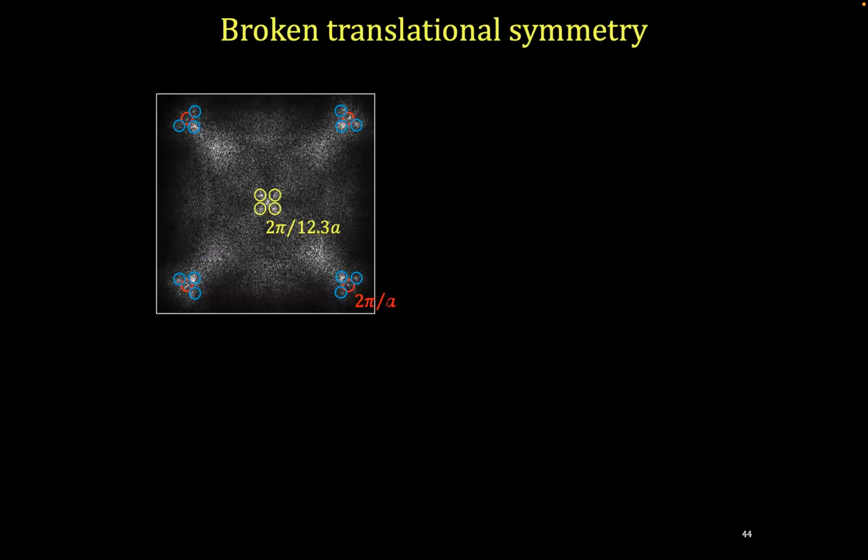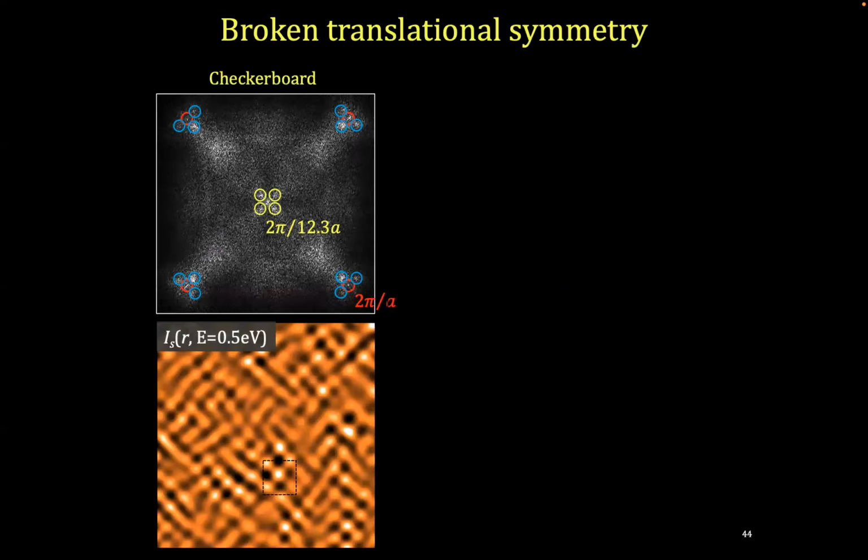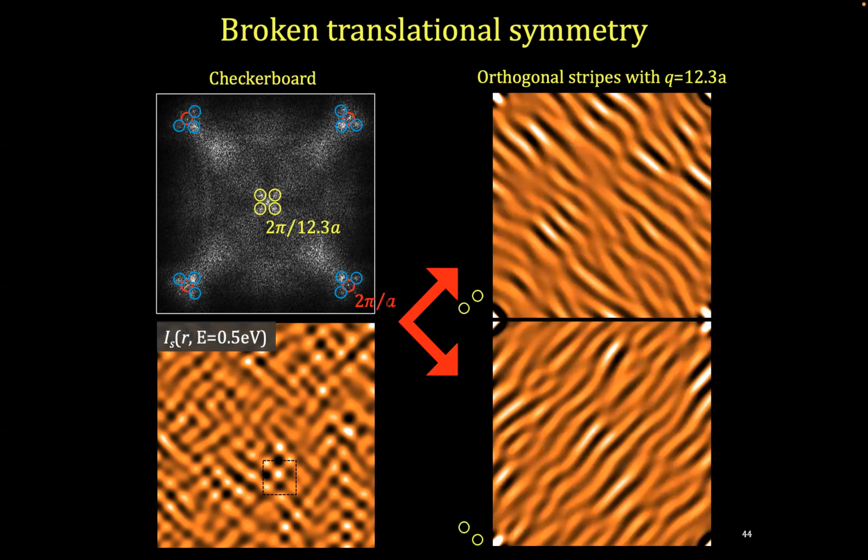So back to our data. If we isolate these four features and then do the inverse Fourier transform, we can see how it looks in real space. This is basically the inverse Fourier transform of the Q vectors, and for simplicity we call it a Q stripe. We can further decompose this into two directions. Along one direction, it looks like this particular pattern, and along this direction, it looks like this particular pattern.